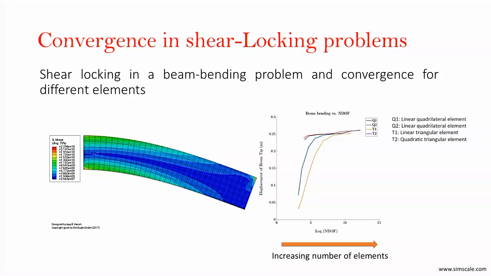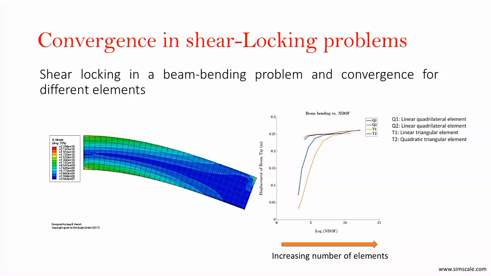So we have 4 plots here. 2 for quadrilateral elements and 2 for the triangular elements. Q stands for quadrilateral and T stands for triangular. 1 stands for first order element, 2 stands for quadratic element.